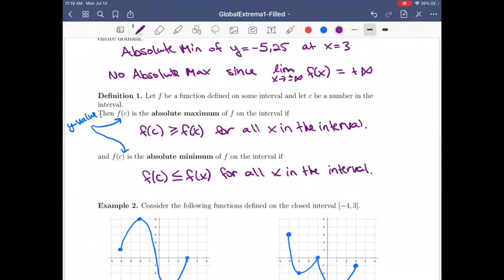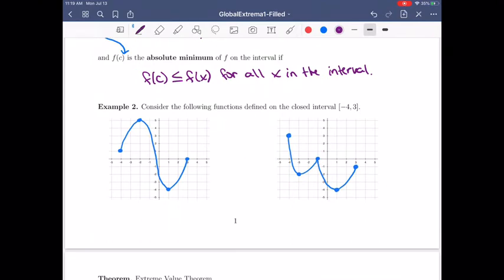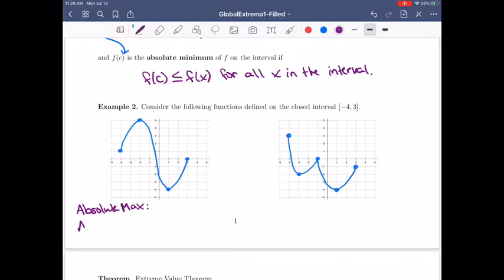Let's look at another example. Suppose we have these two graphs here. We're going to start with the left one. We want to find the absolute extrema. Is there an absolute max and an absolute min for each? If you prefer to use the word global, that's fine. They're interchangeable.